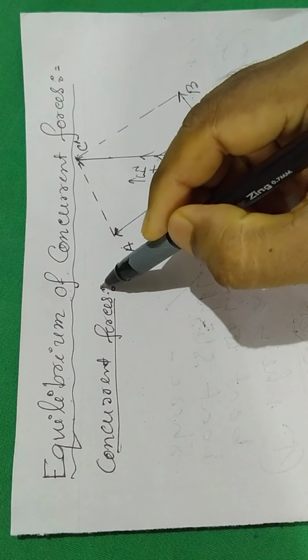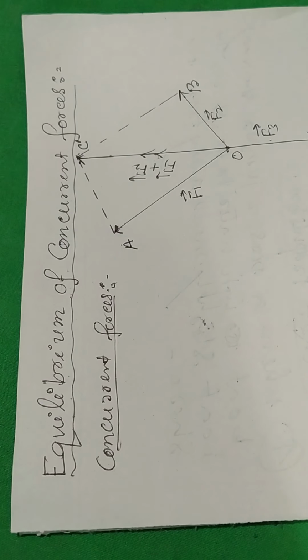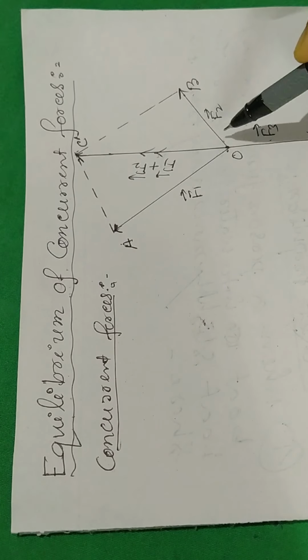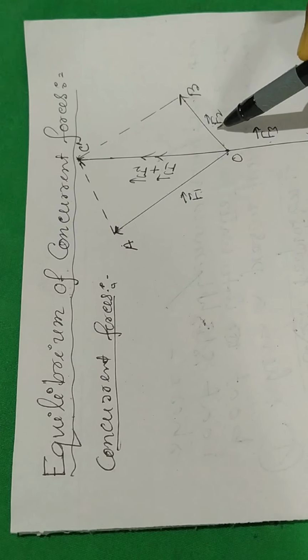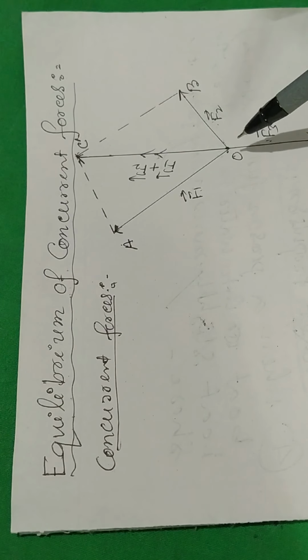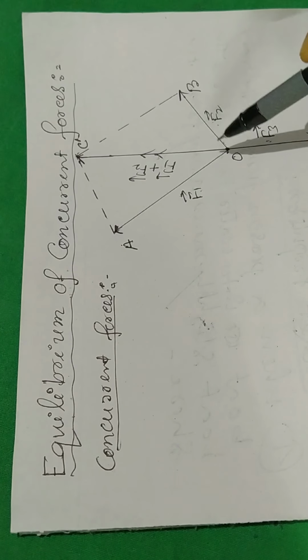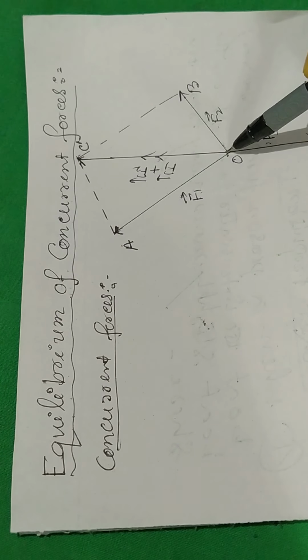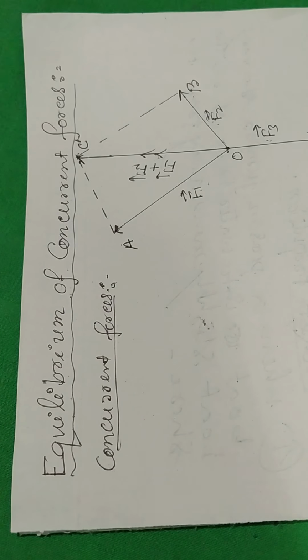What are concurrent forces? When a number of forces act at the same point, they are called concurrent forces. You see the diagram. There are three forces, F1, F2 and F3. These three forces are said to be concurrent because their initial point is the same. Means these three forces act at a single point. Therefore, these three forces are called concurrent forces.